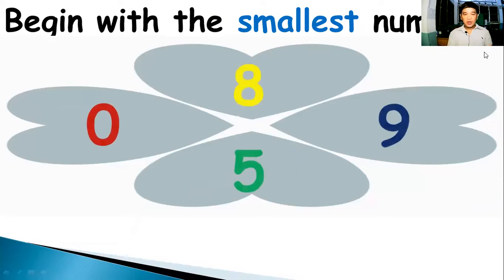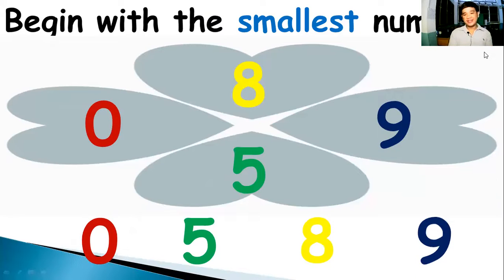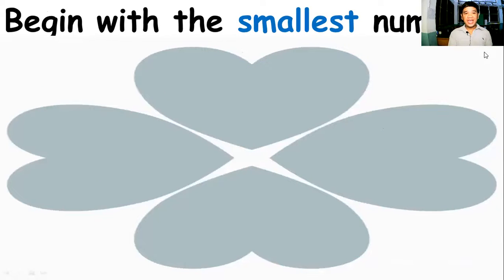And then, who is the smallest? It's 0. Next is 5. Next is 8. And then, next is 9. Okay? We are going to arrange the number from the smallest to biggest. Okay, another one. Begin with the smallest number.